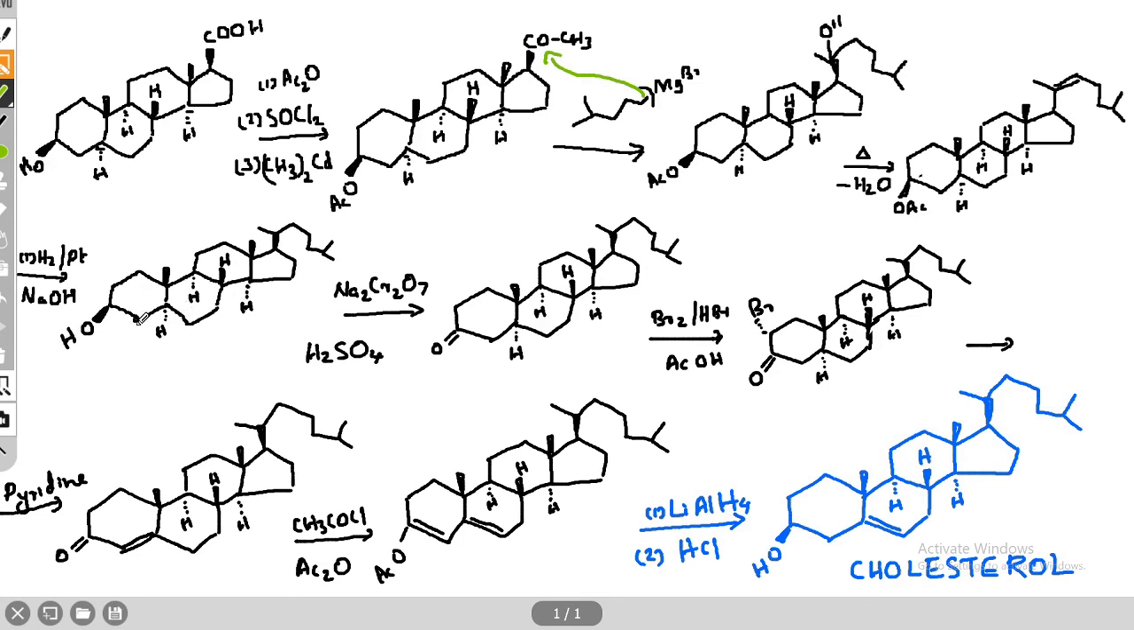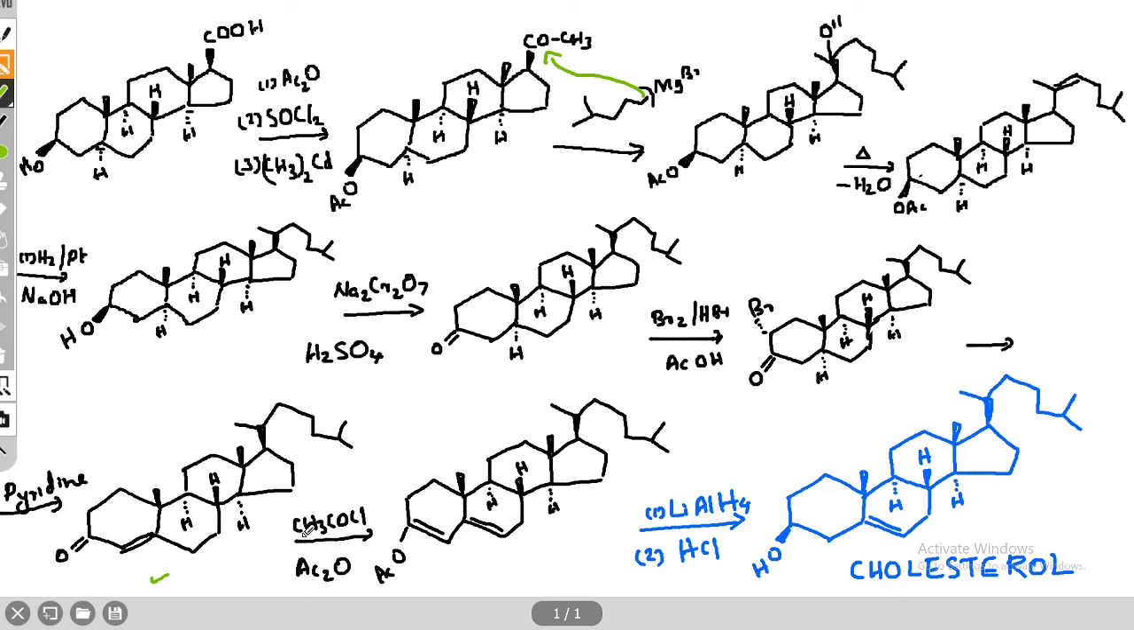First it is oxidized to its corresponding ketone. Then it is treated with bromine and HBr in acetic acid. So a bromine is attached or substituted here. Then when it is heated in pyridine, one molecule of HBr is eliminated, and the conjugated form is formed. A conjugated compound like this is formed.